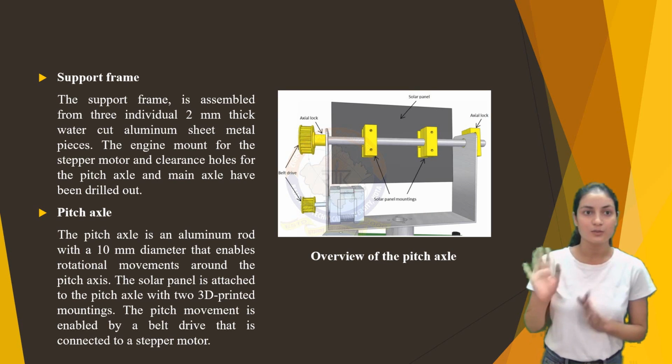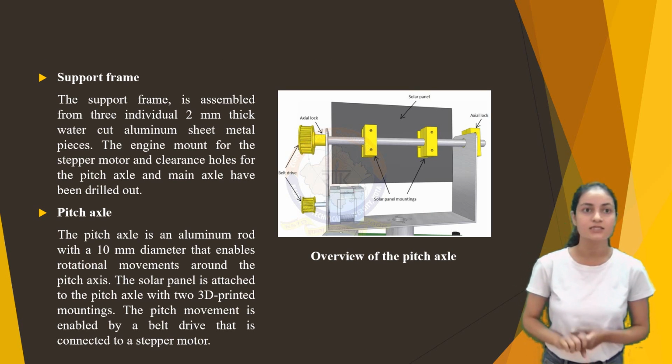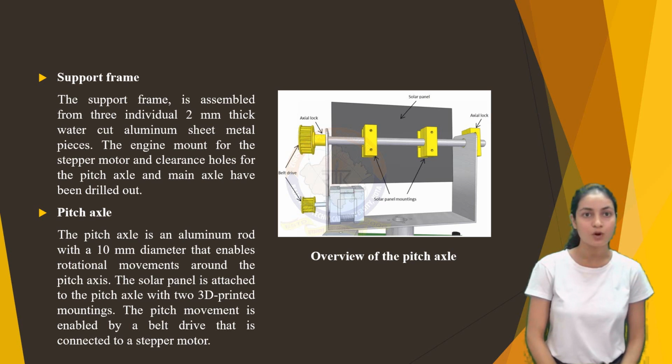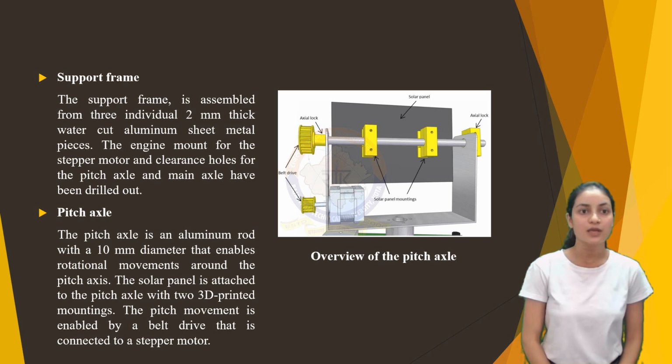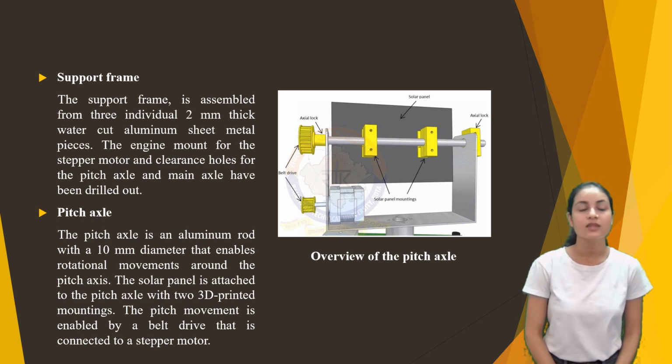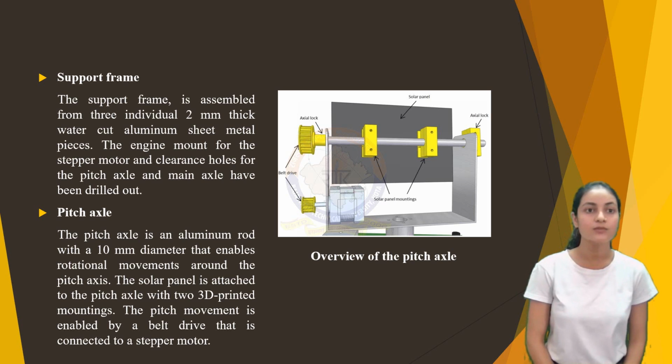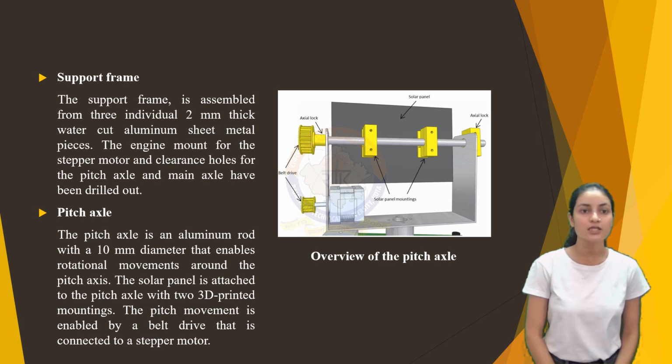Next is the part of mechanical design, support frame. The support frame is assembled from 3 individual 2 mm thick water cut aluminium sheets, metal pieces. The engine mount for the stepper motor and clearance holes for the pitch axle and main axle have been drilled out. Pitch axle. The pitch axle is an aluminium rod with a 10 mm diameter that enables rotational movements around the pitch axis. The solar panel is attached to the pitch axle with 2 3D printed mountings.